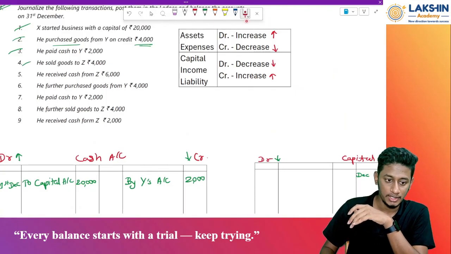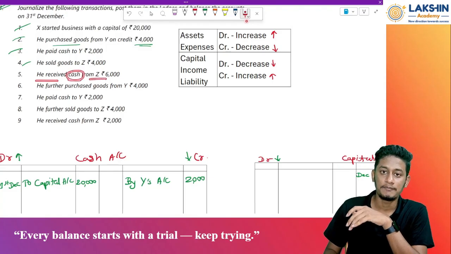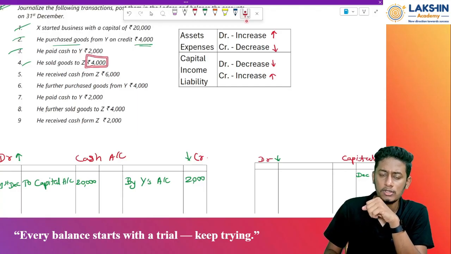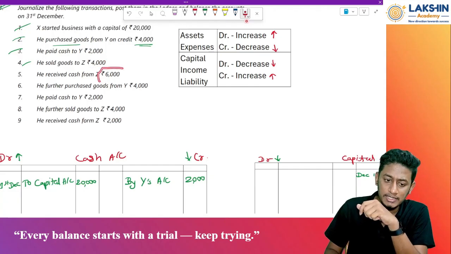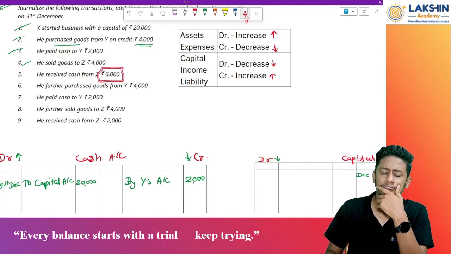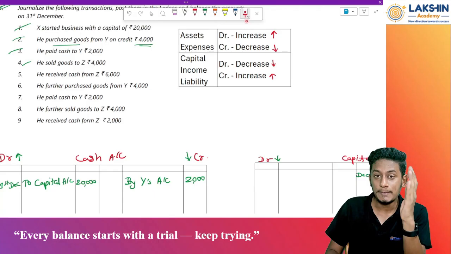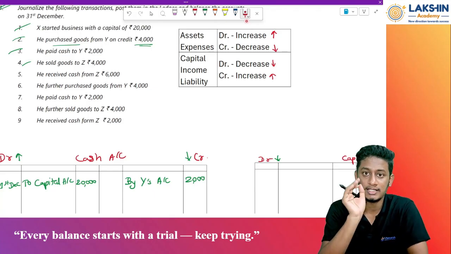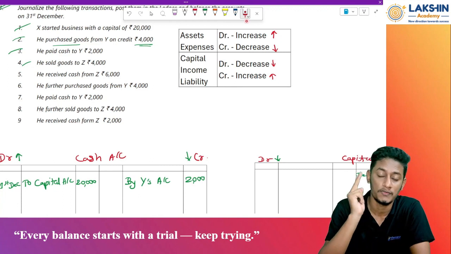Now next. He received cash from Z, rupees 6,000. Oh my god. Wait a minute. I have sold him goods of rupees 4,000, but he has paid me cash of rupees 6,000. Why did he pay me extra? It is the advance amount of rupees 2,000 received from the debtor.